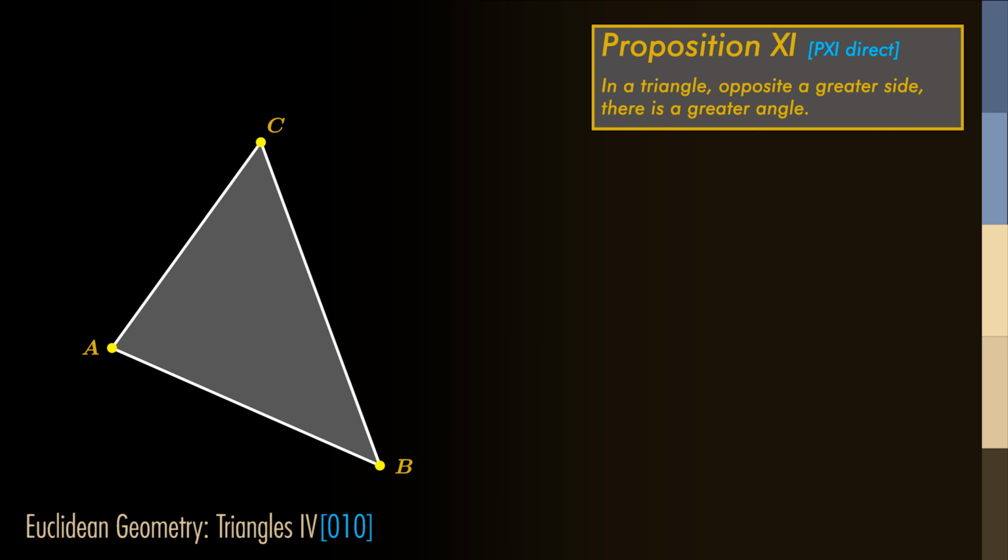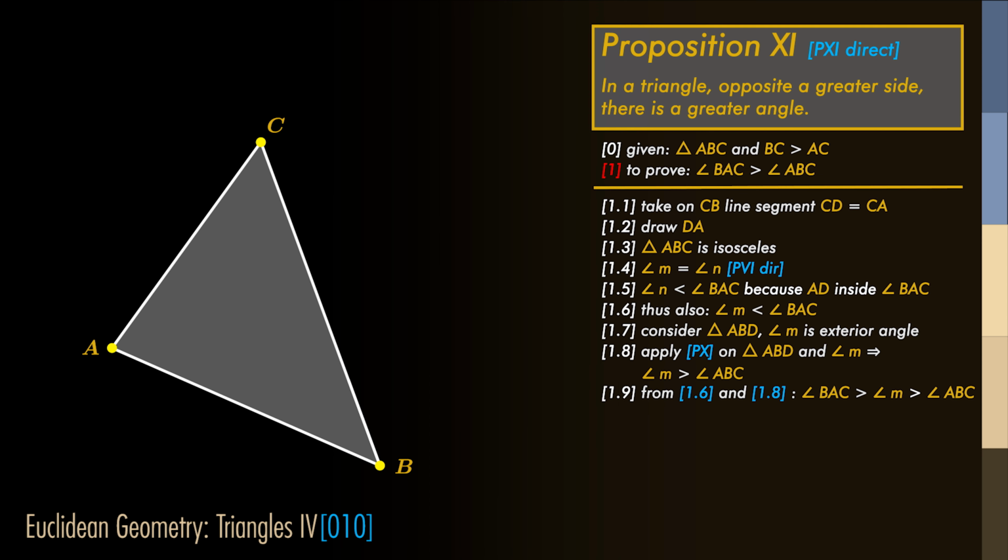Now that we are on a roll, on to proposition 11. In a triangle, we have opposite a greater side a greater angle. Let's consider the triangle ABC, where BC is greater than AC. We have to prove that angle BAC is greater than angle ABC. In other words, the angle in A is bigger than the angle in B.